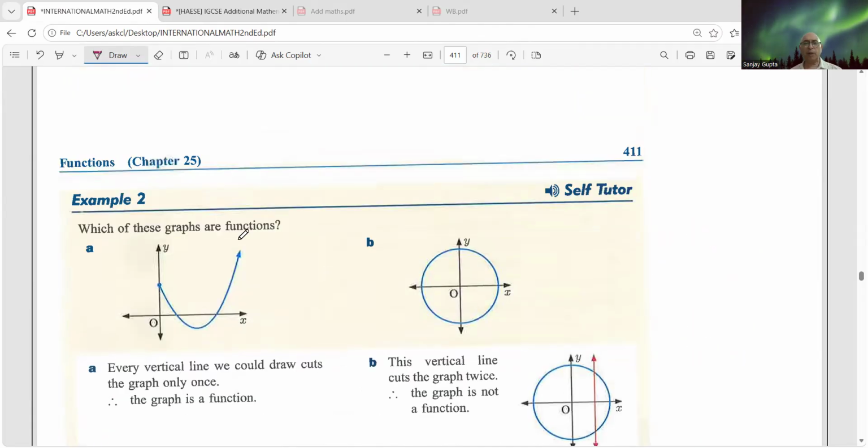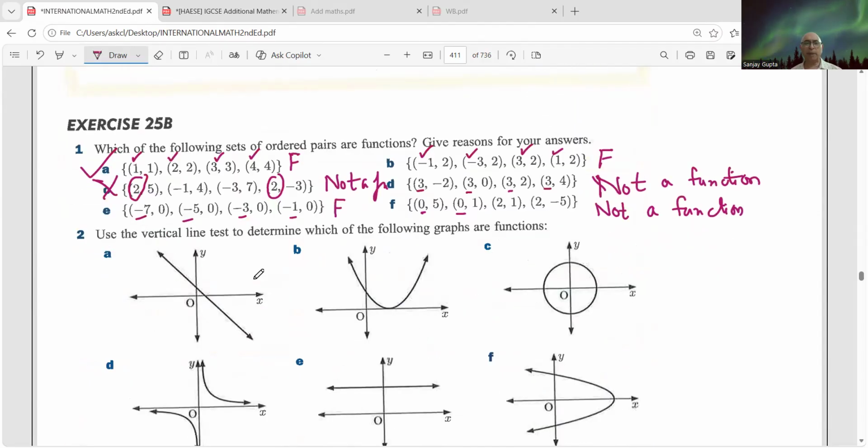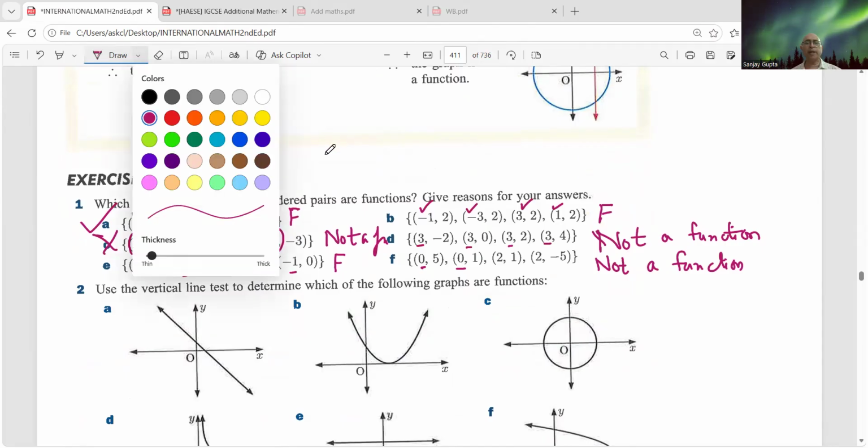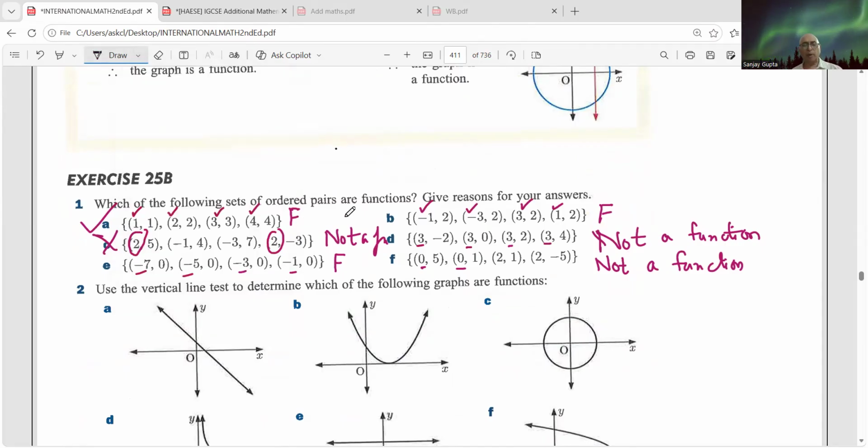And the functions that we have got now are the A part, the B part, and the E part. What kind of functions are they? Now look at the y values. To classify a function as either one-to-one or many-to-one, we now have to see the y values. Are the y values the same? No, all the y values are different here. So it's a one-to-one function. That means for every change in x, there is a change in y.